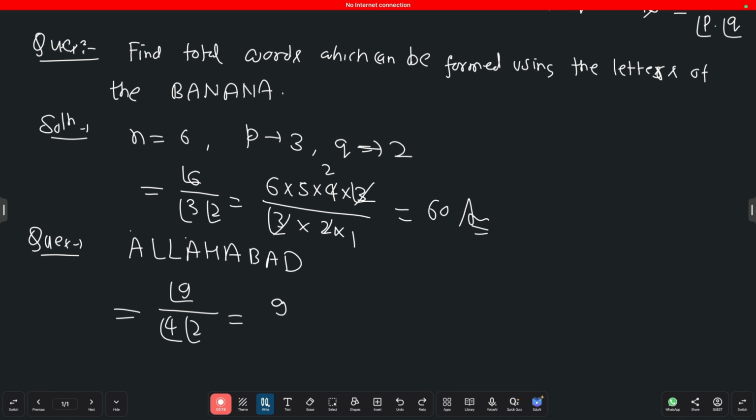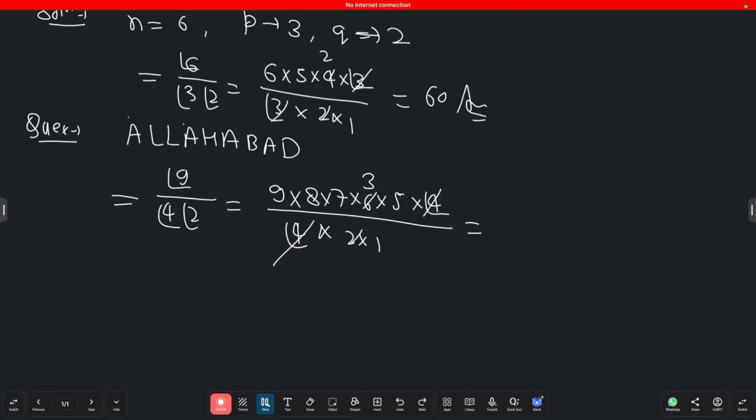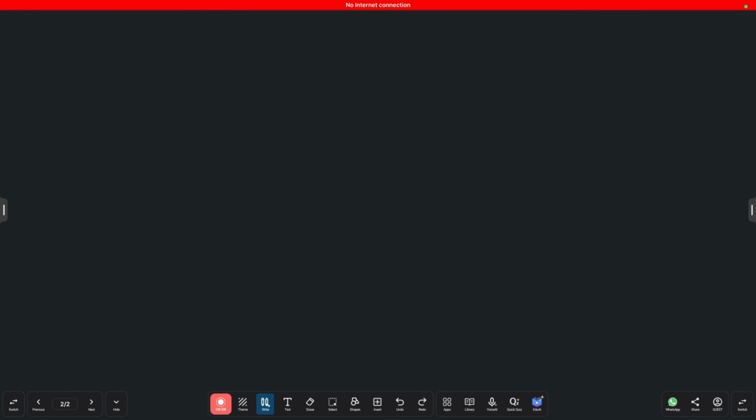And any other repetition? No. So solve it. 9 factorial means 9 into 8 into 7 into 6 into 5 into 4 factorial upon 4 factorial and 2 into 1. This cancels. Just simplify and you will get your answer. I don't want the answer, I just want the process. You should know how to solve. Now I will give you an important result.